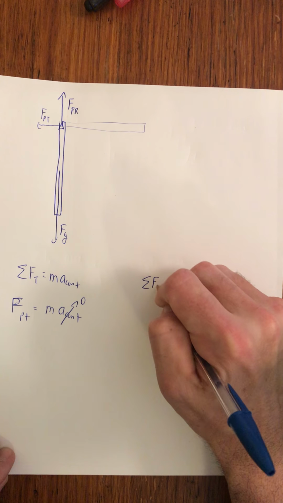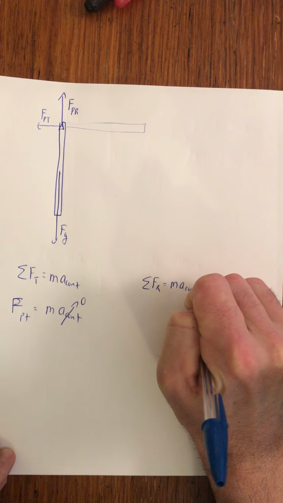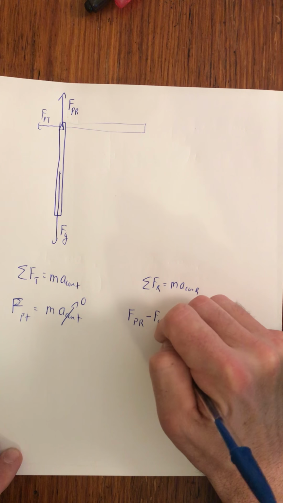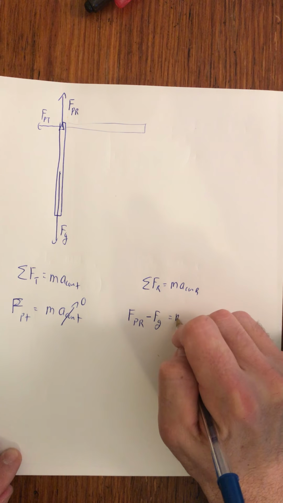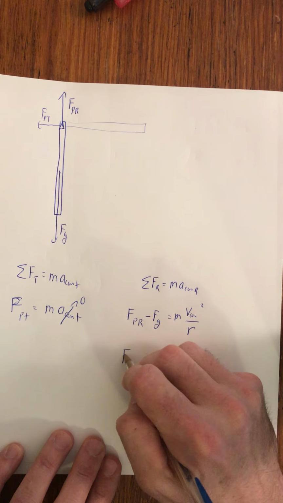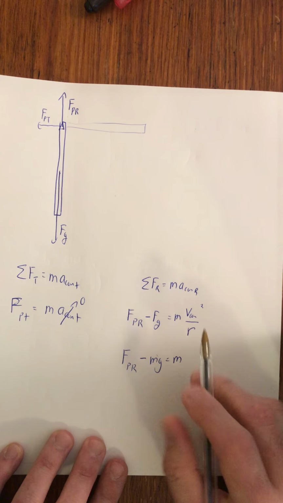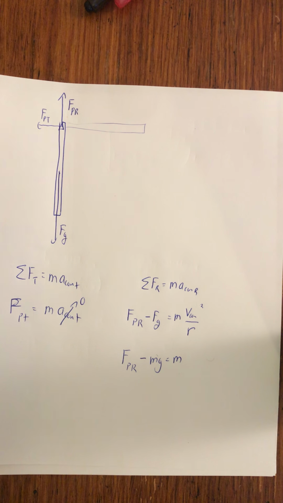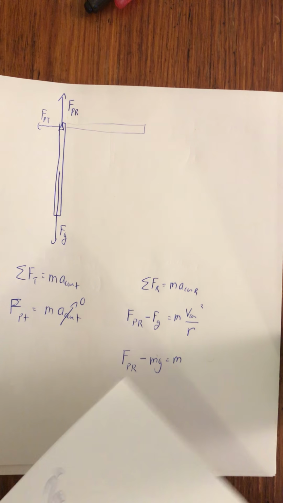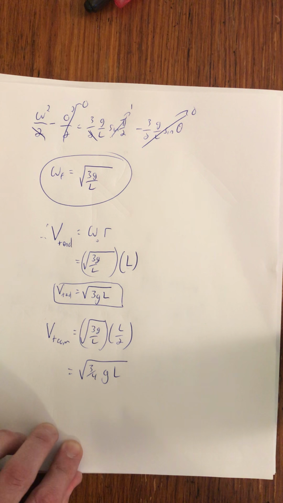But if I do sum of the forces radially is equal to m a com radial, I've got FPR minus FG, because remember inwards is positive, is equal to m Vcom squared over R. So let's plug in what we know. FPR minus mg is equal to m Vcom. Well, we know what Vcom of the center of mass is at the end of the problem because we solved for that in an earlier problem. Let me remind you, Vcom was the square root of 3/4 gL.